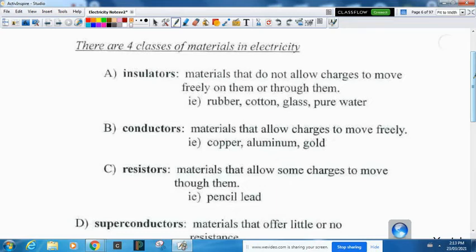They allow some charge to flow through, but not all. And so, like pencil lead, classic one. You have resistors, of course, in your electronic devices to control the amount of electricity. That's why your phone feels hot when you start to use it.